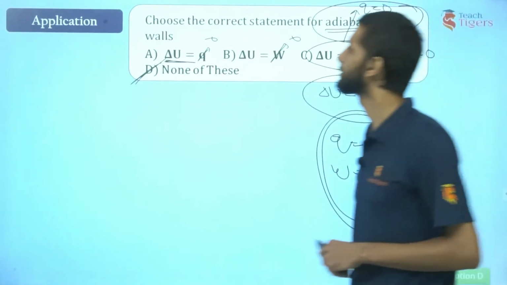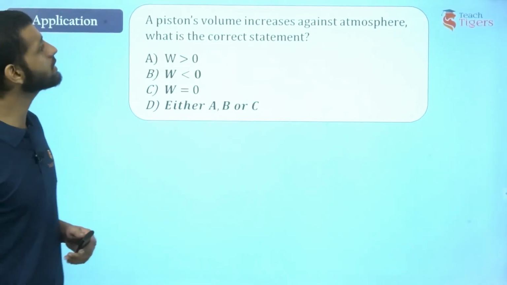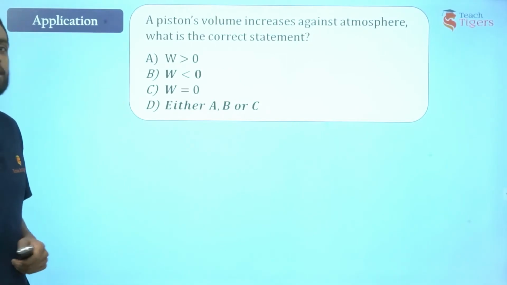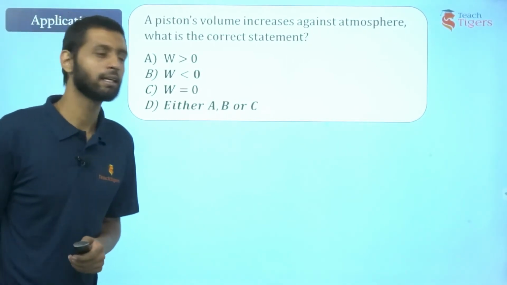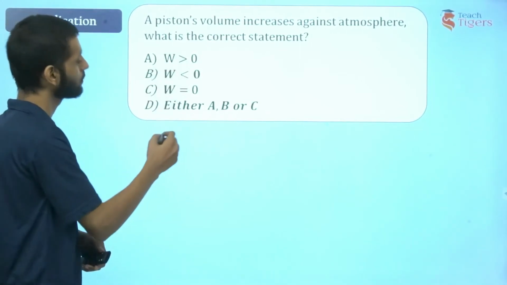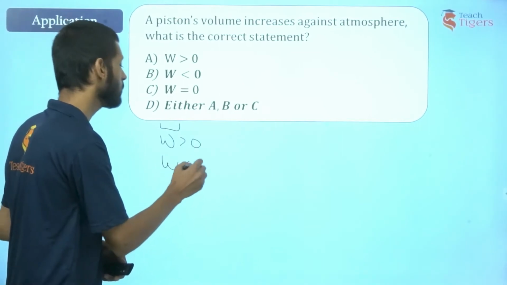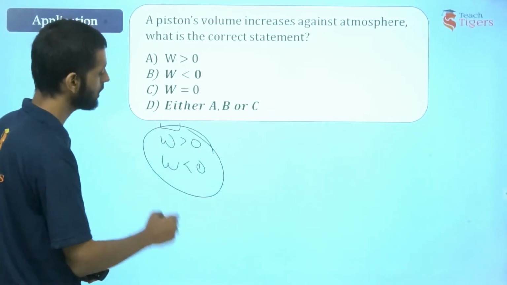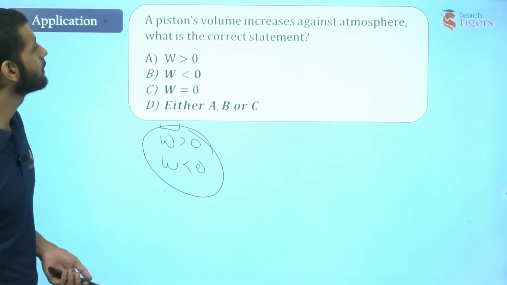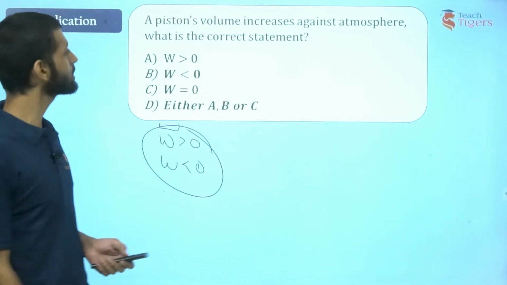Alright, next application. What do we have? A piston's volume increases against atmosphere. What is the correct statement? Take a moment, think about it. We just discussed the sign convention of work. Work greater than 0, work less than 0. When is work greater than 0? When is work less than 0? When is it equal to 0? We just talked about it. So, a piston's volume increases against atmosphere. What is the correct statement?